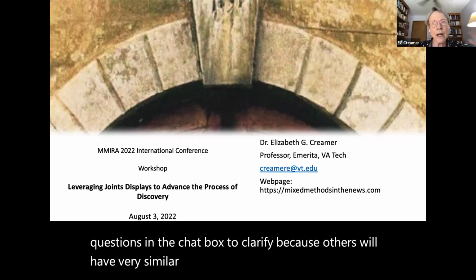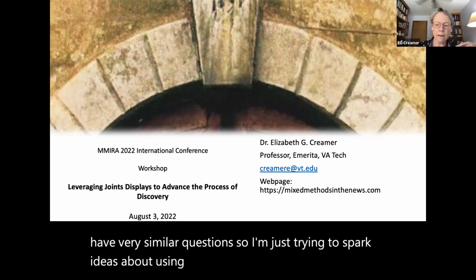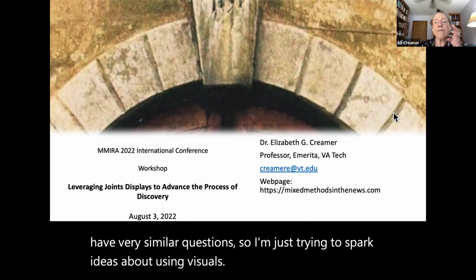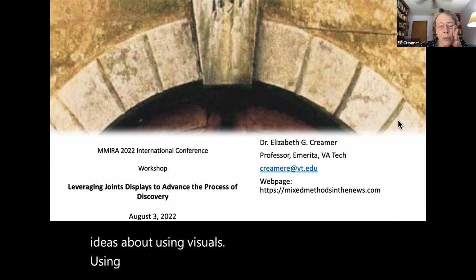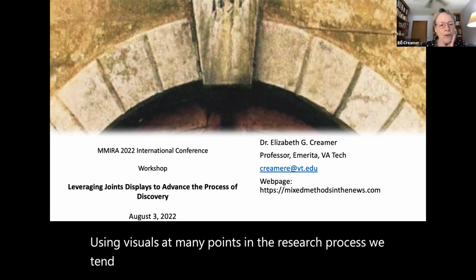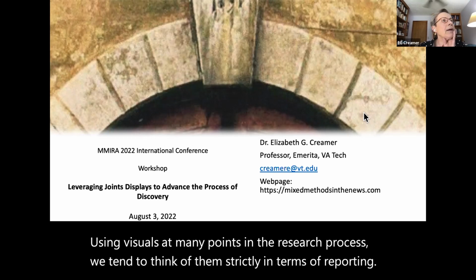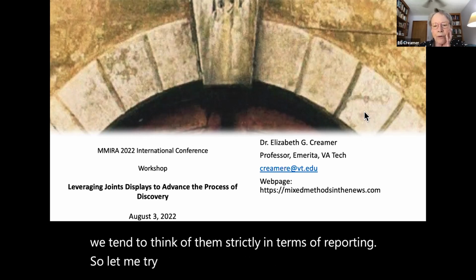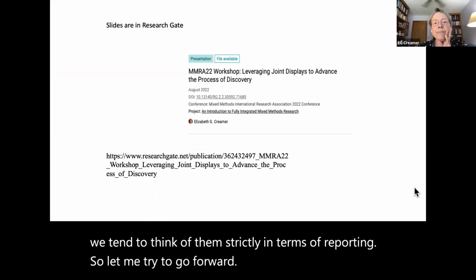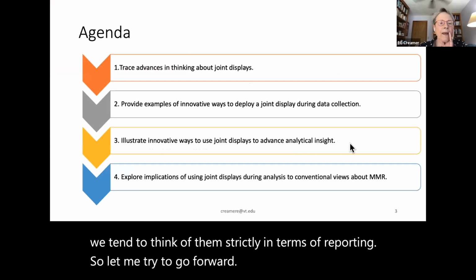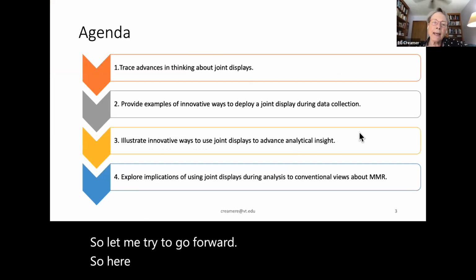I'm just trying to spark ideas about using visuals at many points in the research process. We tend to think of them strictly in terms of reporting. So let me try to go forward. Here are some of my aims.